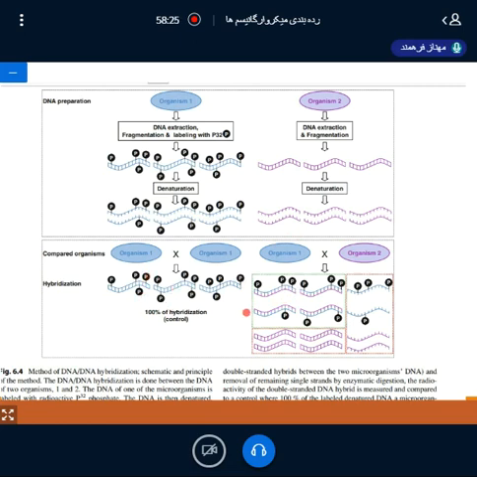Okay, here it's shown hybridization between organism 1 and organism 2. You can see here the hybridization between single strands. If the percentage of hybridization is 100, the two organisms are the same, and we can use the known microorganism as control for 100% of hybridization. Okay.